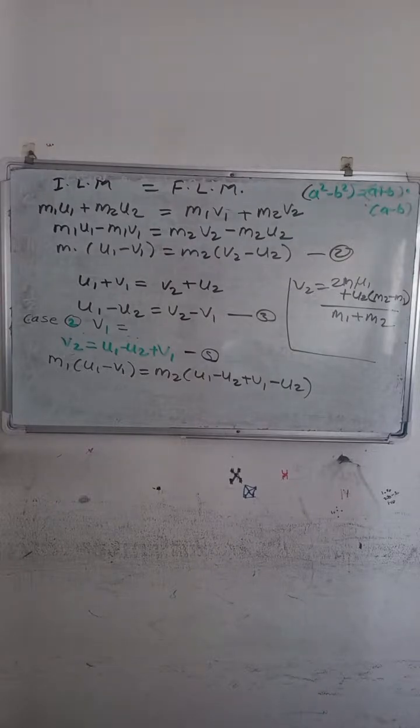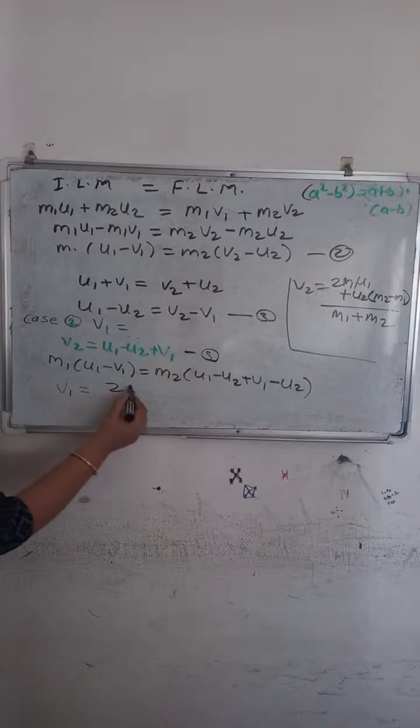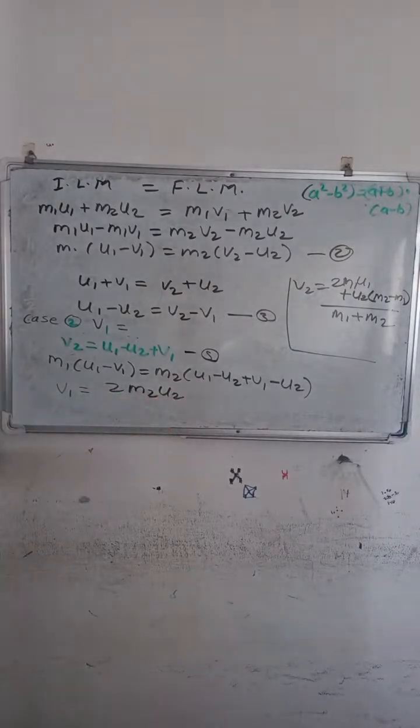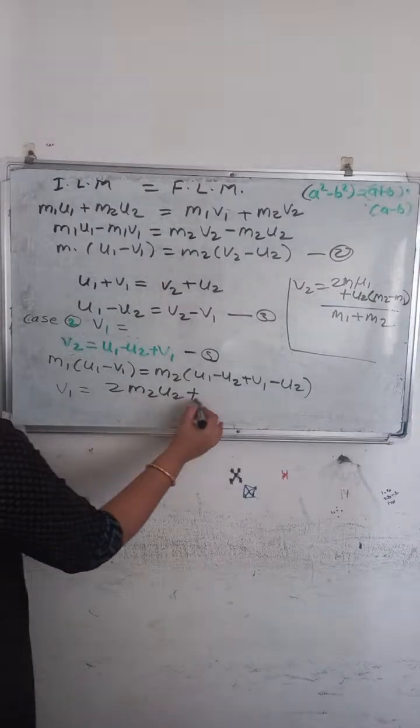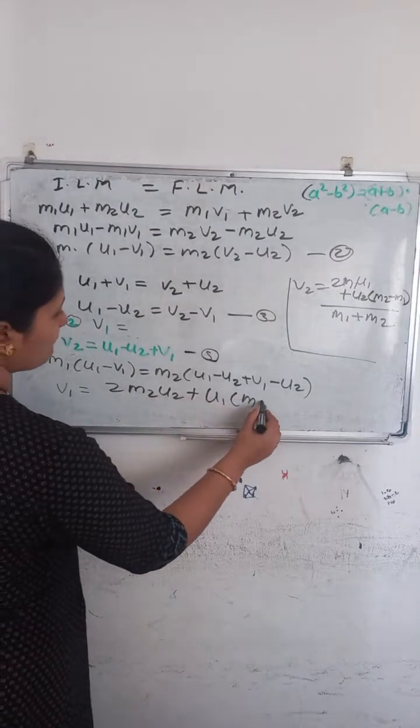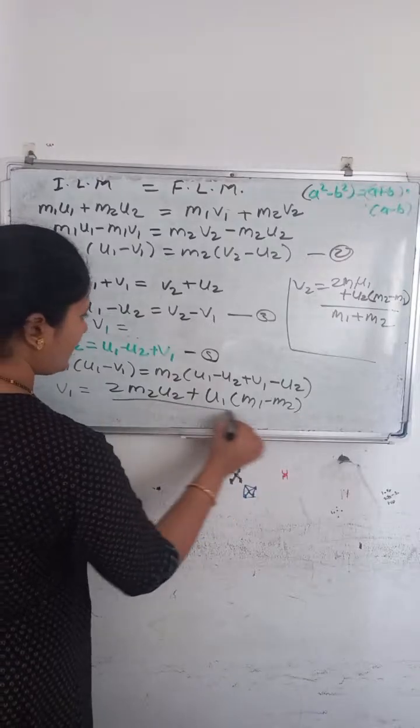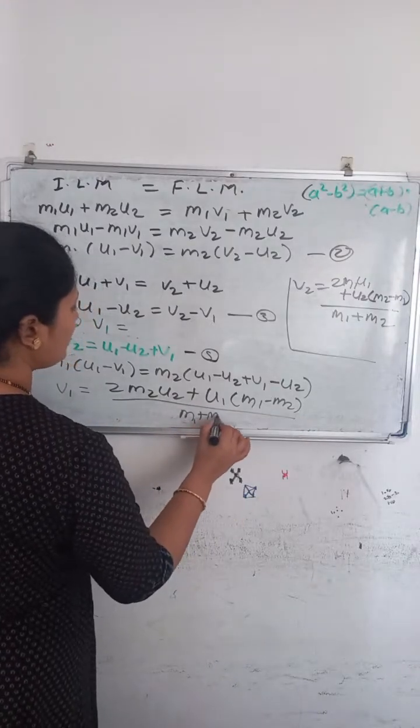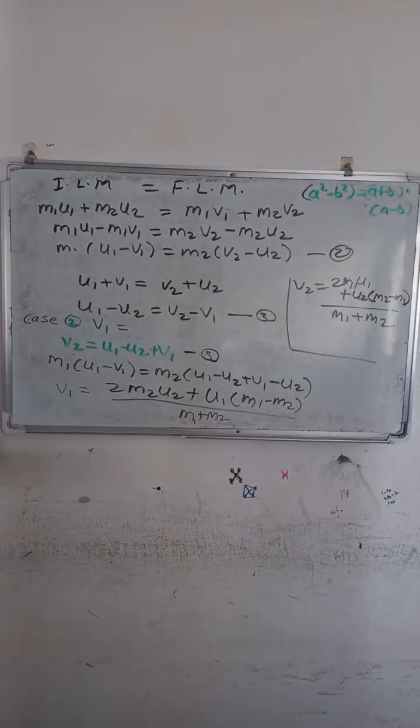Now simplify, multiply m1 and m2 inside this bracket. Check what terms are going to be cancelled. So after doing all the cancellation, I am getting the velocity v1 is equal to 2 m2 u2 plus u1 (m1 minus m2), divided by m1 plus m2. This is nothing but the velocity of body 1, which is moving with velocity v1.